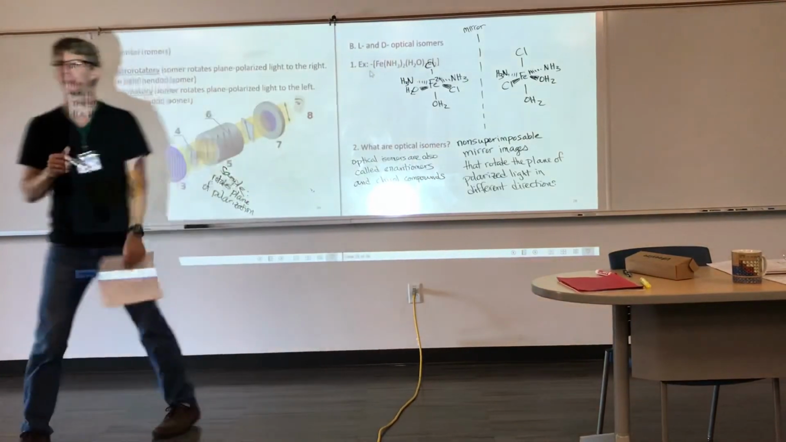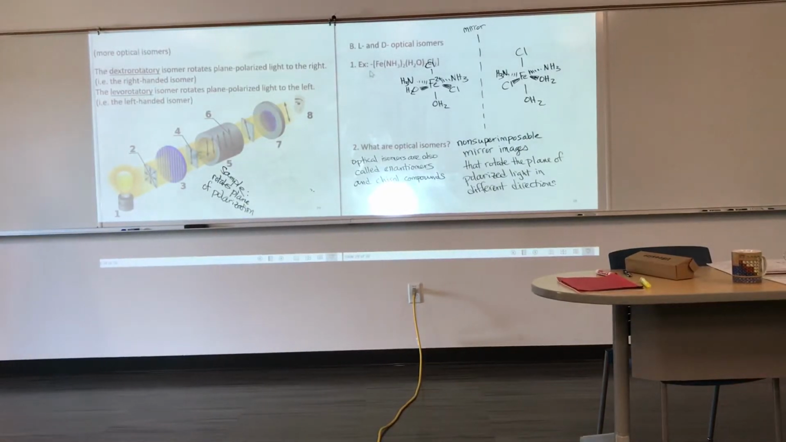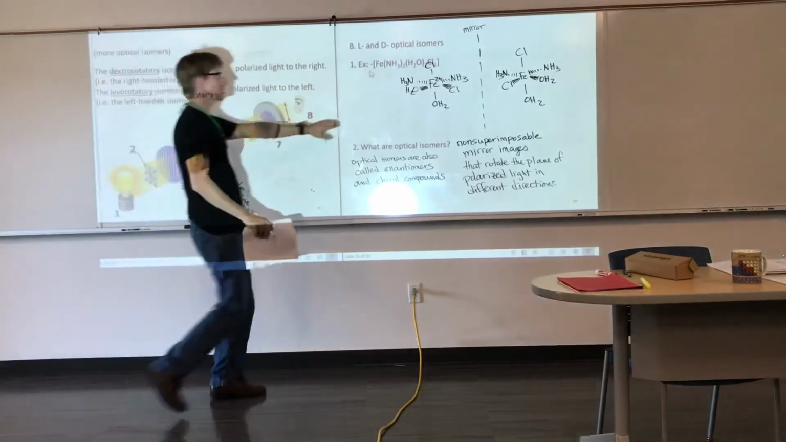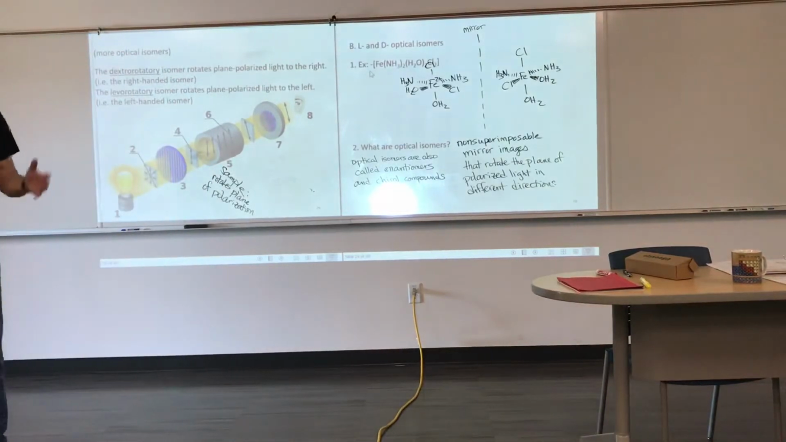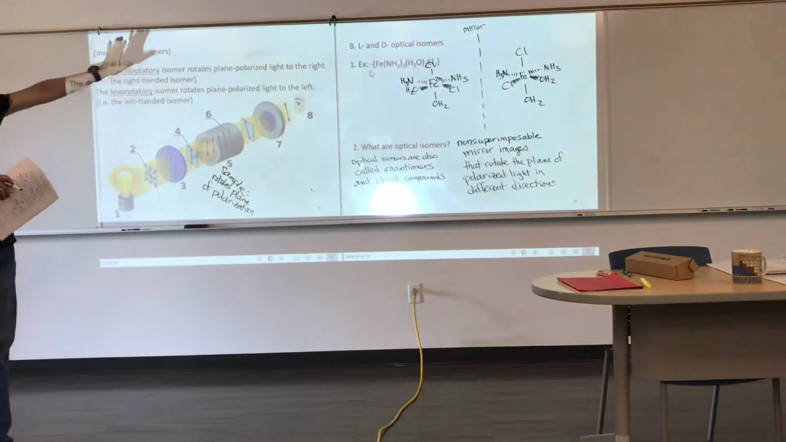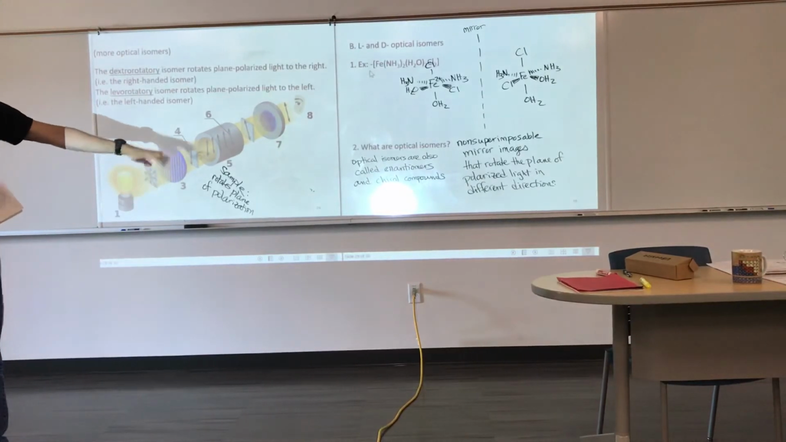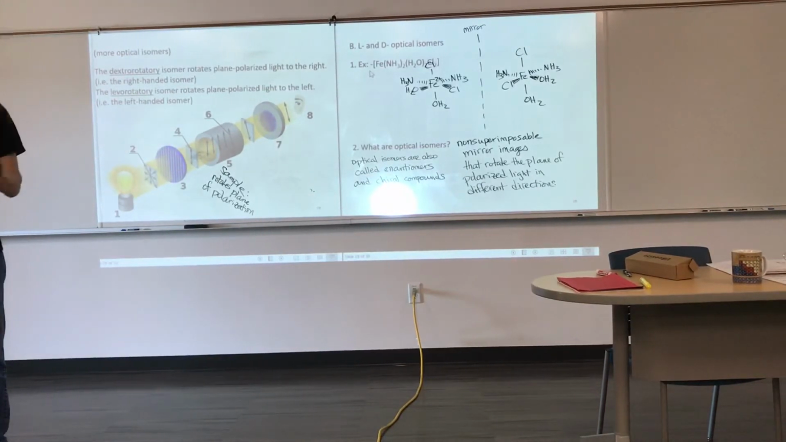Question? Under normal conditions, are enantiomers equally likely to form? Good question. Under normal conditions, are the two enantiomers equally likely to form? Yes. But there's a huge market now, and we should save this for the organic chemistry part, for making singly pure optical isomers because you can make one that's biologically active without making the other. And we'll talk about that.